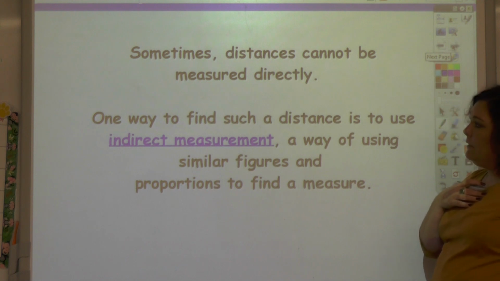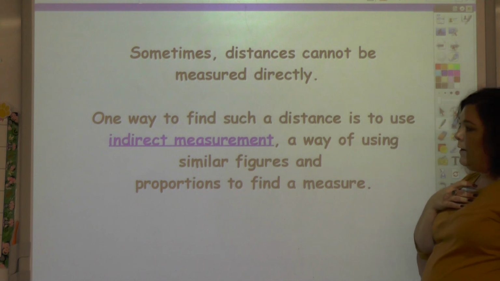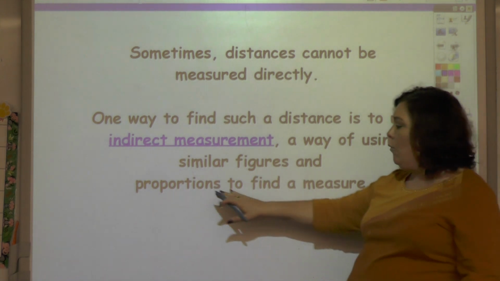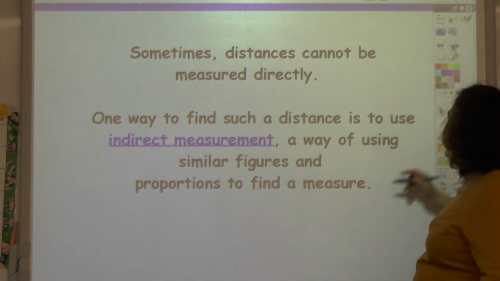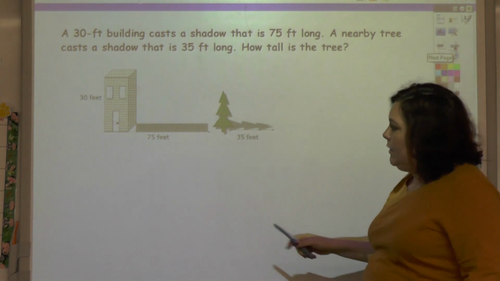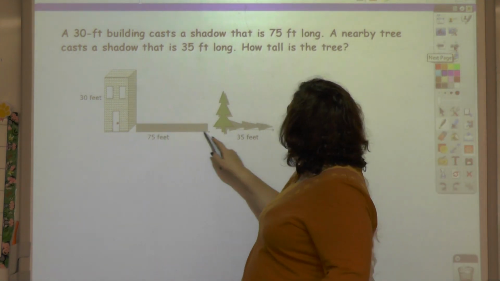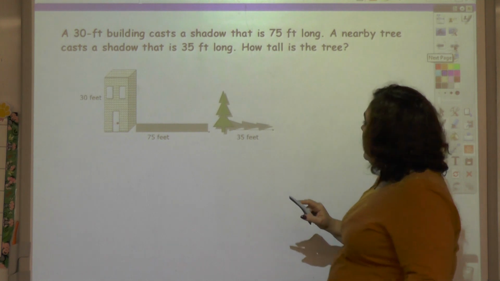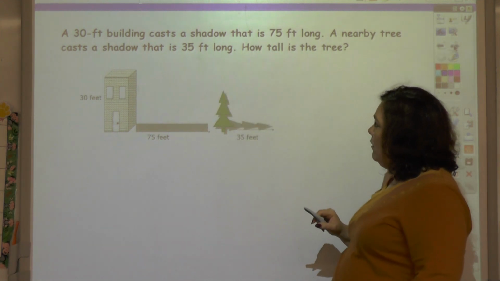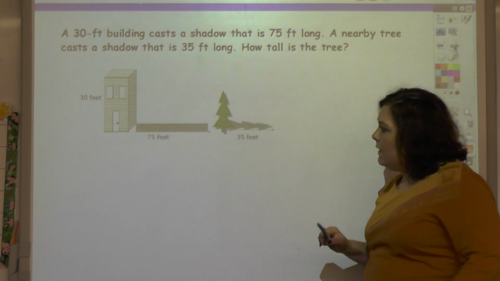But sometimes distances cannot be measured directly. One way to find such a distance is to use indirect measurement, a way of using similar figures and proportions to find a measure. So a 30-foot building casts a shadow that's 75 feet long. A nearby tree casts a shadow that's 35 feet long. How tall is the tree?